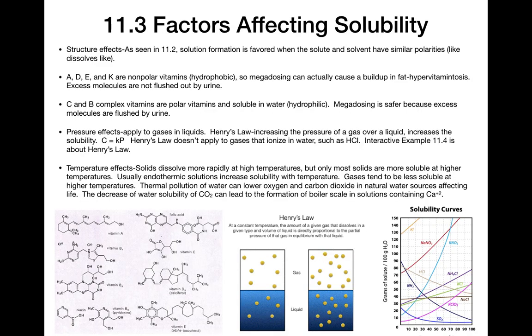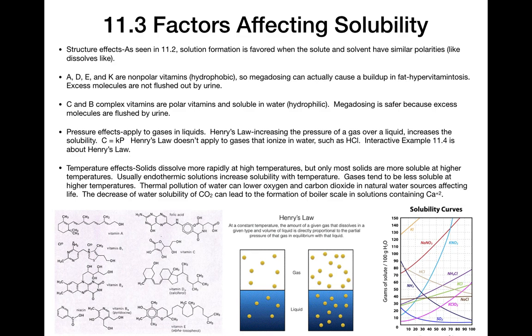Now, what are some factors that affect solubility? So typically we see in solutions that solubility can be limited in many cases to a particular number. So what are the factors that affect whether A dissolves in B or not, and whether it dissolves well? Well, let's look first at some structure effects, polarity and shapes of molecules, and the ability to form intermolecular forces. A solution is favored when solutes and solvents have similar polarities. We saw that back in 11.2.